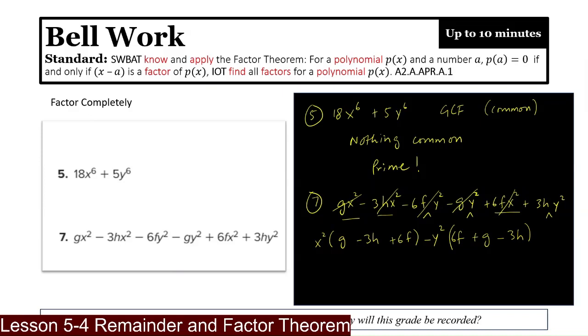Now, if you look closely, you'll see that the terms inside the parentheses are all the same. We just need to rearrange them. So let's see. I'm going to keep these terms the way they are. I'm going to rearrange them: g minus 3h plus 6f. Now this looks like distributive property. It seems like g minus 3h plus 6f was distributed into x squared minus y squared.